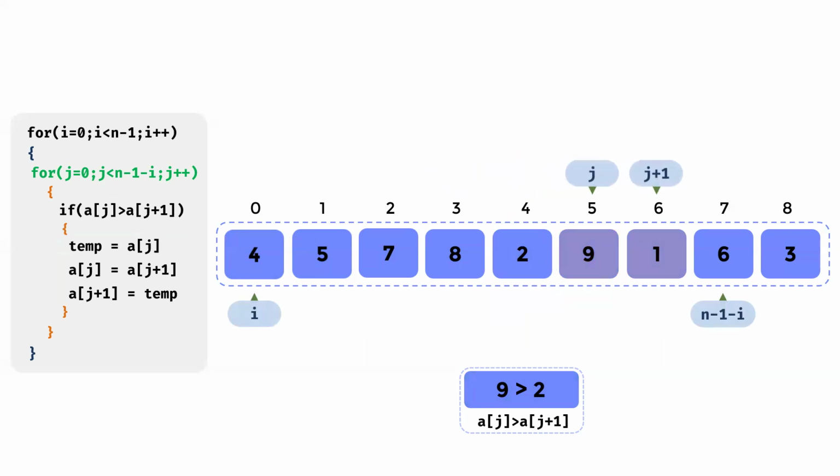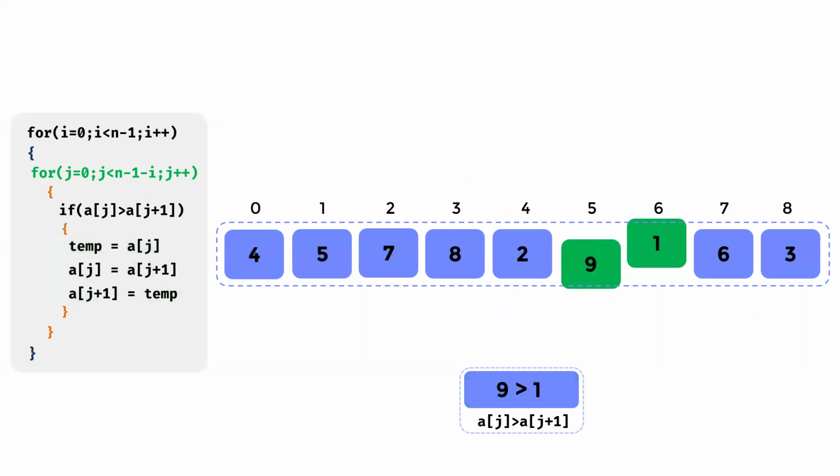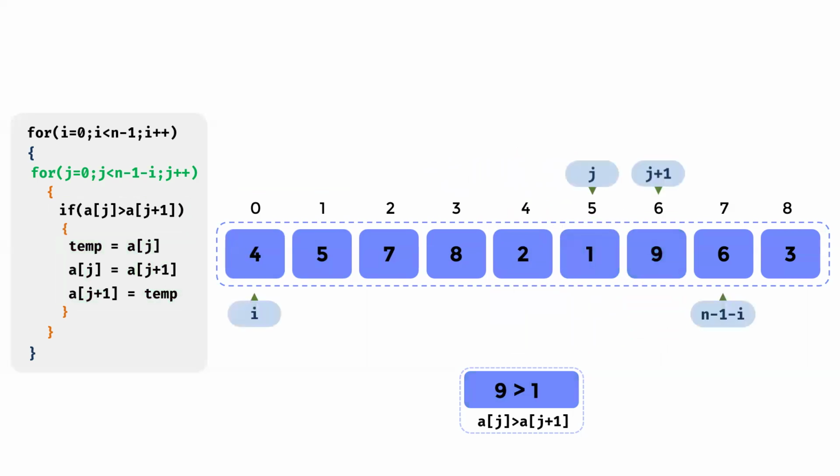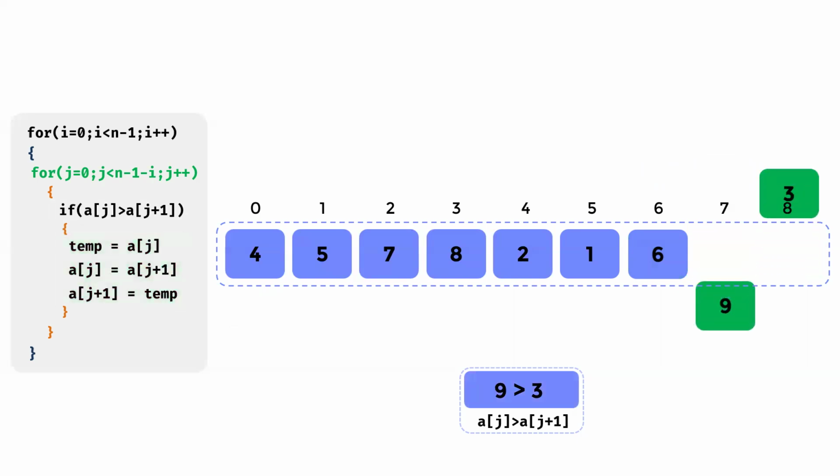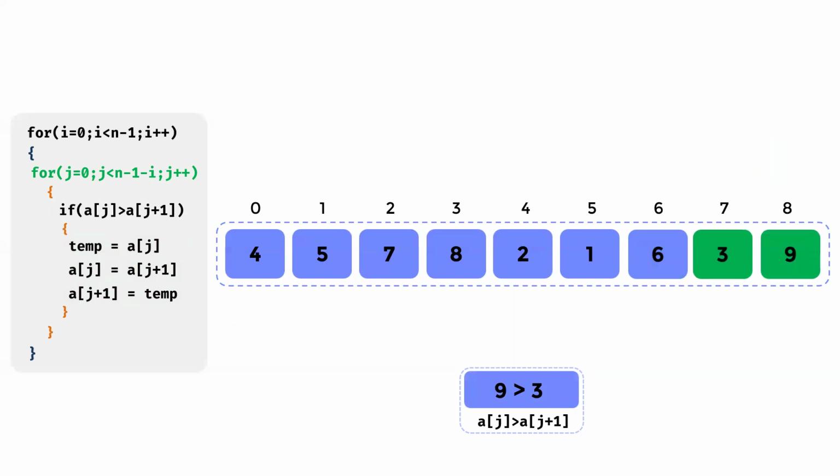Now we need to compare 5 and 6. Which one is bigger? 9 is bigger. So again, 9 will float to the top. Now 6 and 7. Which one is bigger? 9 is bigger. So again, 9 will swap. 9 will float to the top. Next, last comparison. 9 and 3 we have. Which one is bigger? 9 is bigger. 9 and 3 are swapped. Done.